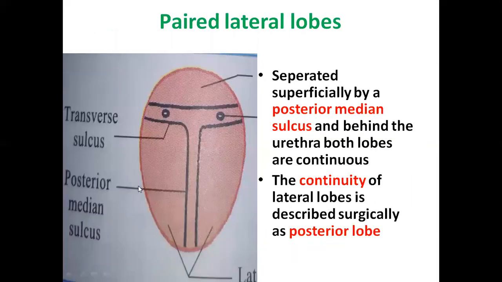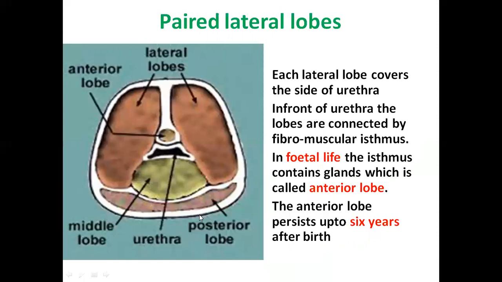Now, paired two lateral lobes separated superficially by this posterior median sulcus. The continuity of two lateral lobes is described surgically as posterior lobe. The two paired lateral lobes, each lateral lobe covers the side of the urethra. In front of the urethra, the lobes are connected by fibromuscular isthmus. In fetal life, the isthmus contains glands which is called as anterior lobe. The anterior lobe persists up to 6 years after birth.